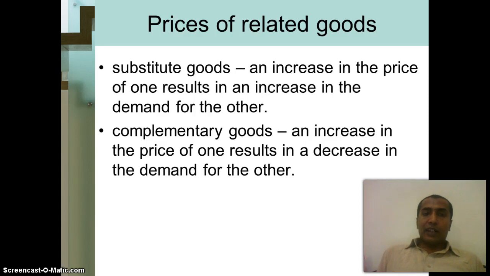This is opposite for complementary goods because they are used together. So if the price of DVD increases, demand for DVD player decreases. Because if we cannot buy DVDs, there is no need to buy a DVD player.